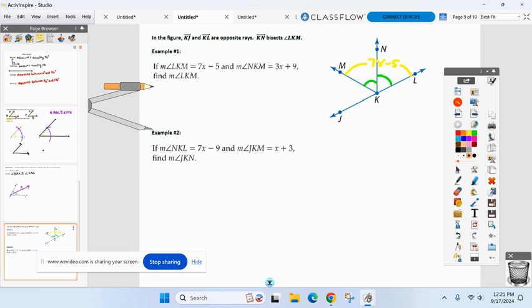NKM, 3x plus 9. Everyone see that angle? NKM, so we can stick a 3x plus 9 in there.